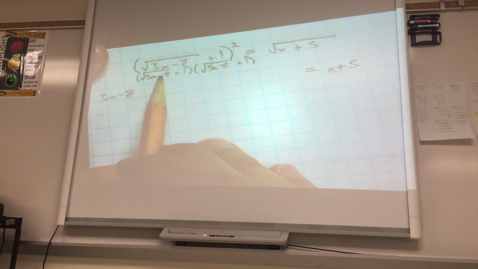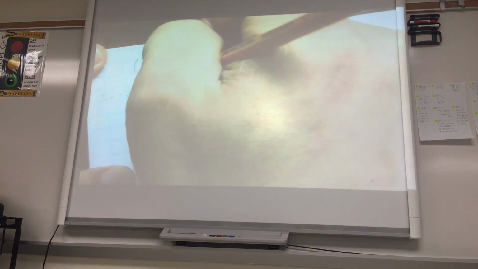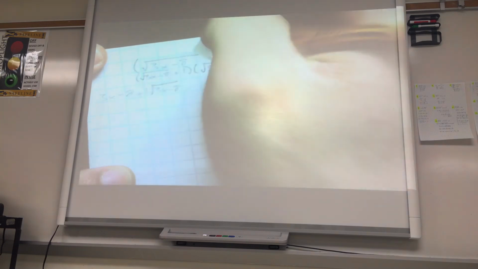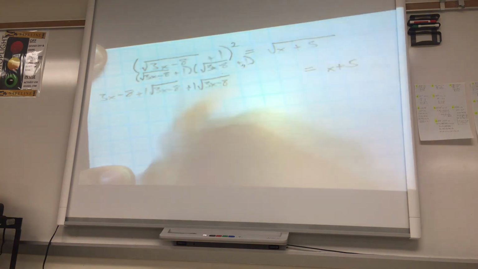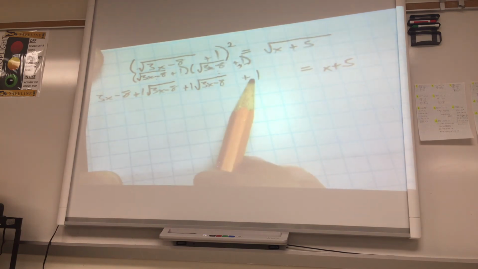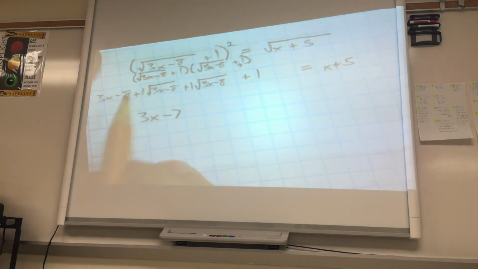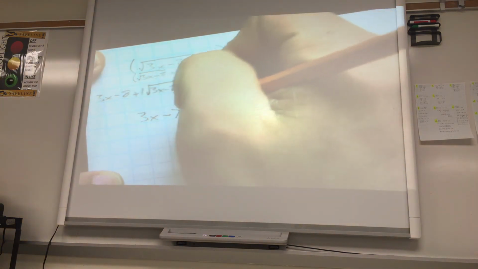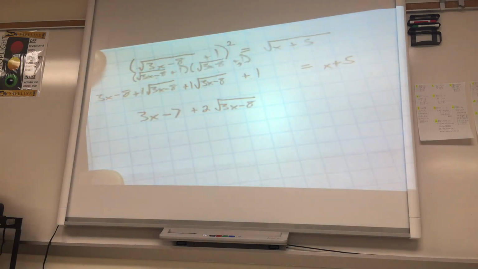Now here's where it gets a little bit complicated. This times that is going to be plus 1 square root of 3x minus 8. And then 1 times square root of 3x minus 8 is going to be another plus 1 times the square root of 3x minus 8. And then 1 times 1 is plus 1. I'm going to combine these because I have two of them. And also look, I have a -8 and a +1. So what I actually have is 3x minus 7, because -8 plus 1 is -7, plus 2 of these square roots of 3x minus 8.